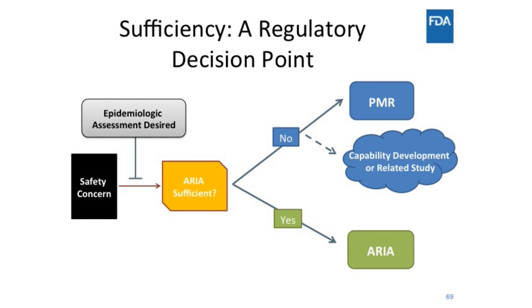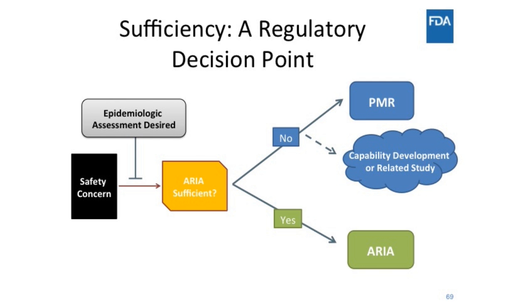So this involves a kind of deep dive into the data and the methods, and write a memo describing what we think, whether or not we think ARIA is sufficient. If it's yes, then we move into an ARIA production mode. If it's no, then we can require a post-market study. We might also, at the same time, do a capability development or related study within Sentinel as part of one of the developmental activities, but outside of this production environment.